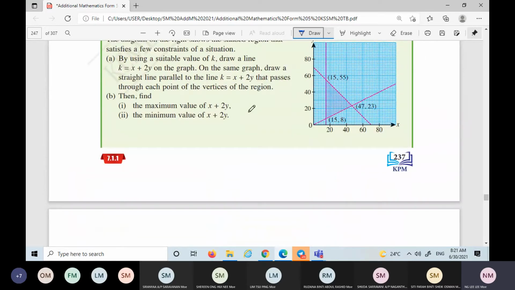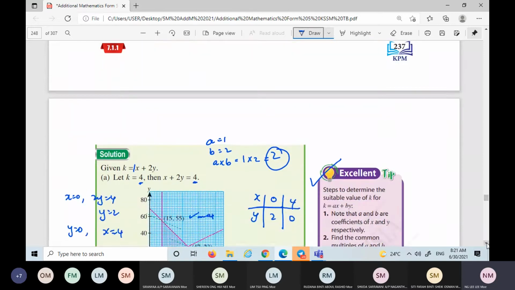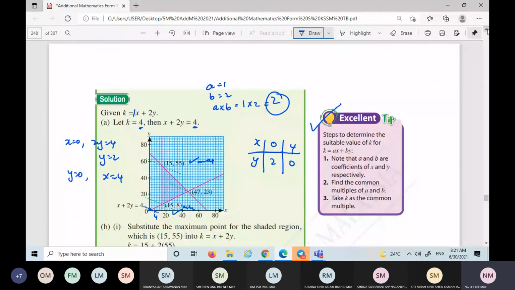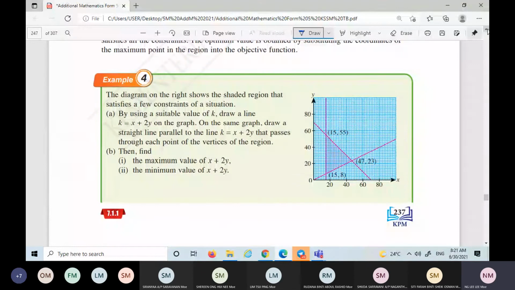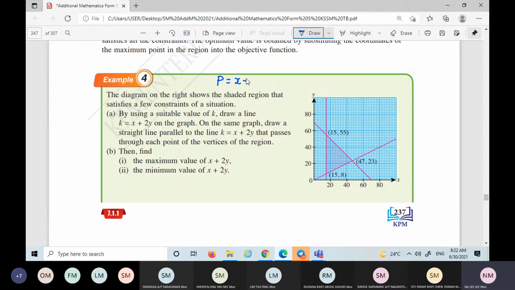Then find the maximum value of x plus 2y and the minimum value of x plus 2y. Actually, I would like to write this one as a function, then the k is just a value. I will write this as a function, so I will write p. Maybe this is function p equals x plus 2y. Then k is a small k. This k is a value that I put in.